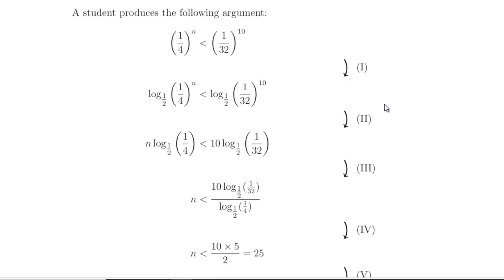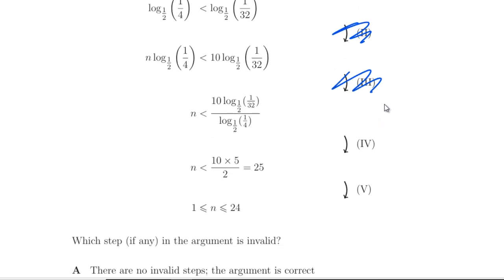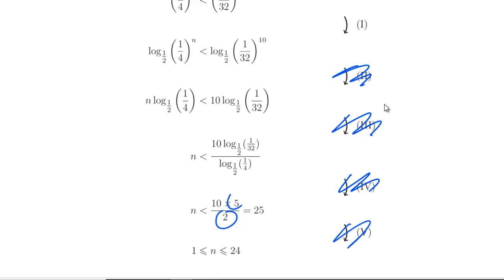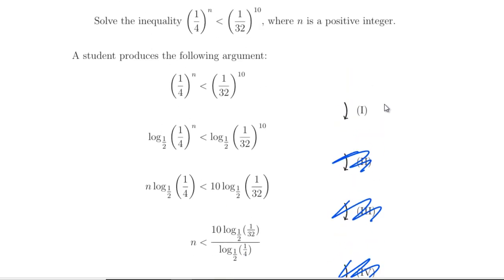Then what's he done later then? So it's then bring down the powers. That's fine. That's not going to affect anything. Then divide by log base a half of a quarter. So he's divided by 2. So that's not a problem. Then replace the values. Oh, so he's put the 2 there, and that is 5. So that's fine. Oh, and he said it's 25, 50 over 2. So that's fine. And then said that n is less than 25 and it's greater than or equal to 1. And what did we say about n? N is a positive integer. So that's fine. So it's got to be this thing with a log base a half.